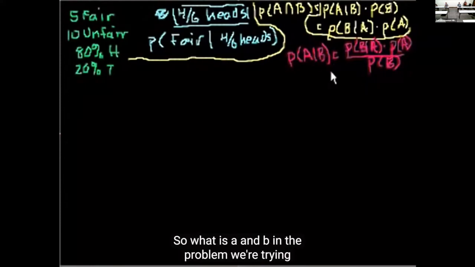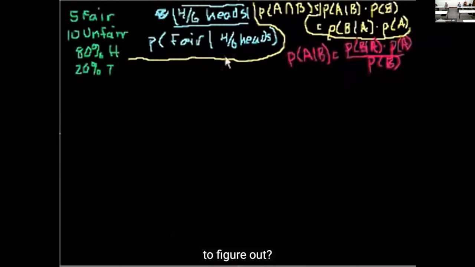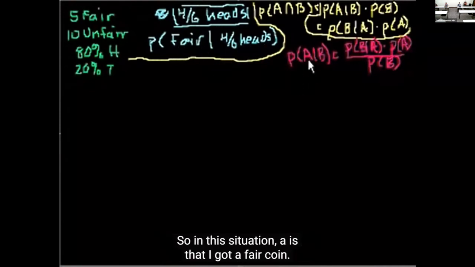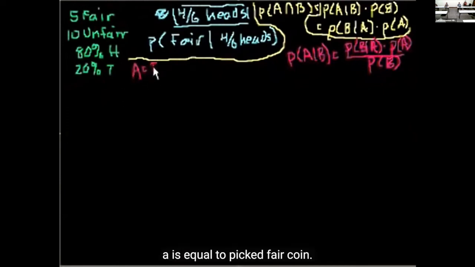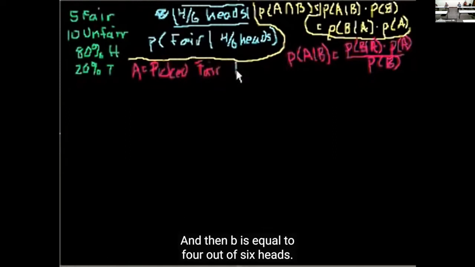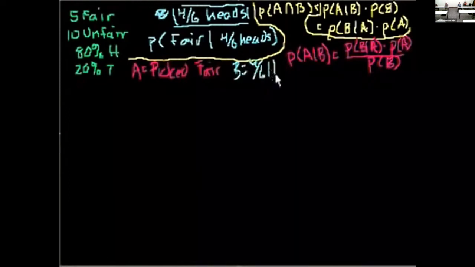So what are A and B in the problem we're trying to figure out? We want to figure out the probability that I picked out a fair coin, given that I got 4 out of 6 heads. So in this situation, A is that I got a fair coin. A is equal to picked fair coin. And then B is equal to 4 out of 6 heads.